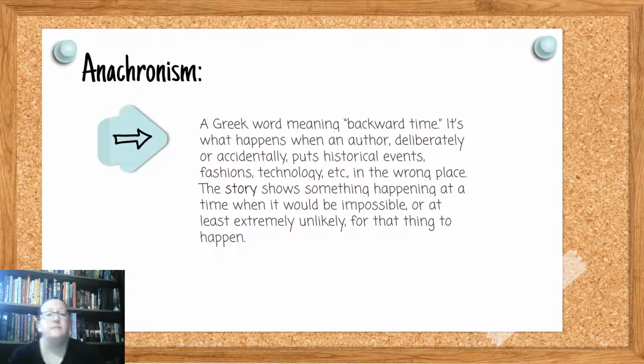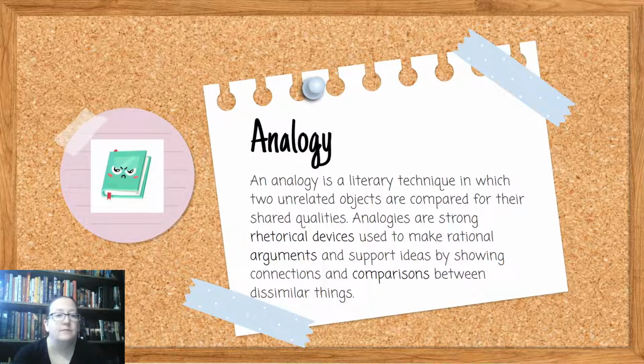An anachronism means backward in time, but it's basically when the writer of a piece puts in historically inaccurate events. So a character from medieval times might have a weapon or a type of clothing that didn't exist back then, or you could have something that's even crazier, like cavemen flying airplanes, right? That didn't happen. So those are examples of anachronisms.